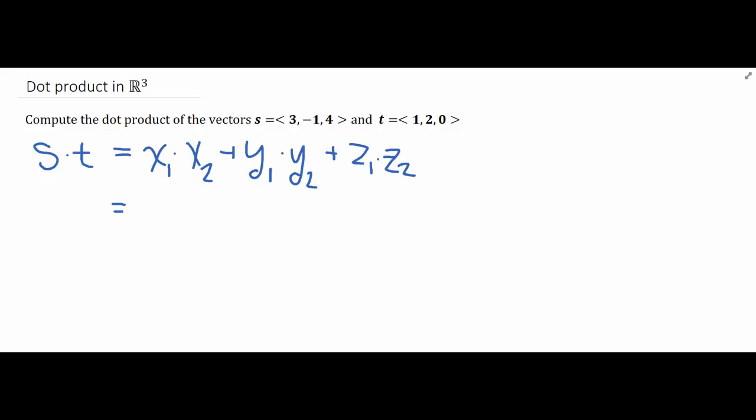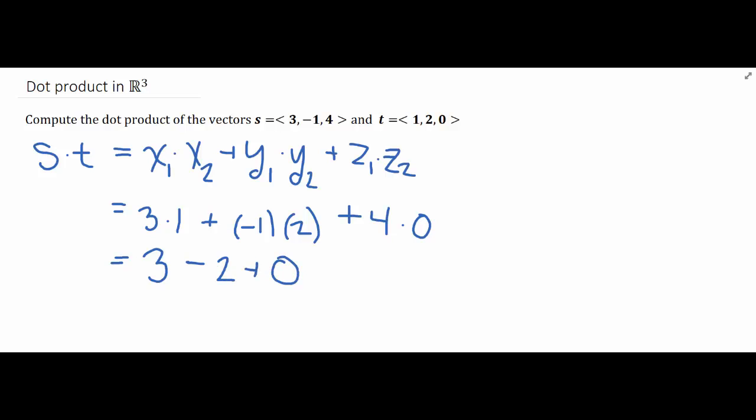So now here we have x1, 3 times 1, plus y1 times y2, which is negative 1 times 2, plus z1, which is 4 times 0. So we'll get 3 minus 2 plus 0. So our dot product here is 1.